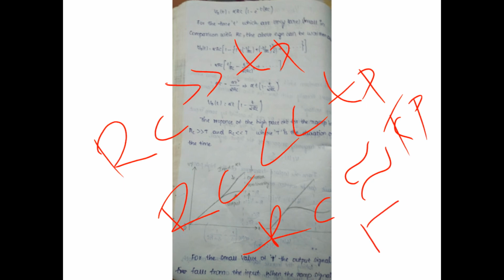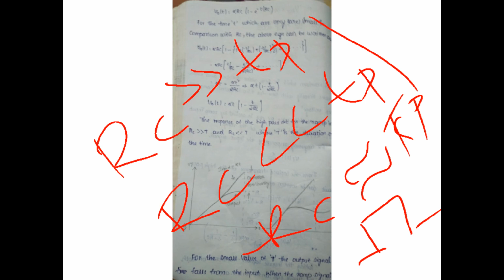The pulse input is like this. This pulse input is applied to the high pass filter based upon these three conditions: RC far greater than TP, RC far less than TP, and RC comparable to TP. By using these conditions, the signal response changes. So let us see the first condition.